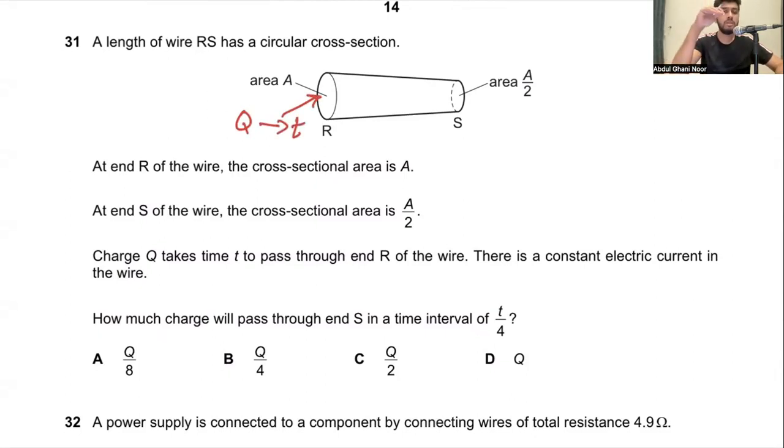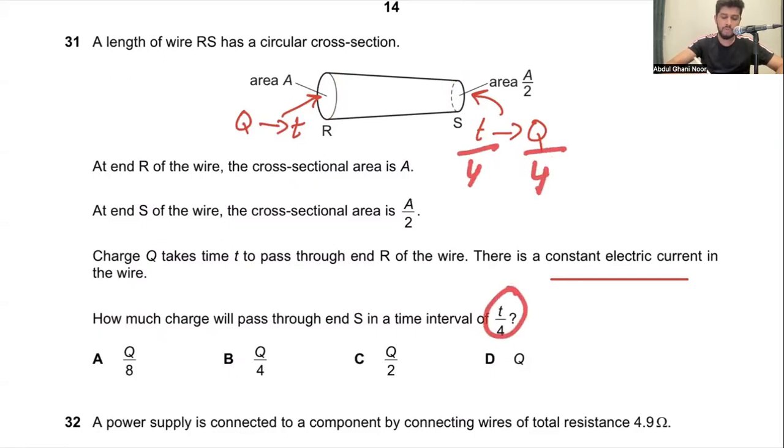I know because this is in series, the current passing through it would be same. There is a constant electric current in the wire and it will have the same current. ऐसा नहीं होगा कि यहाँ पर ज्यादा करंट होगा, यहाँ पे कम करंट होगा, क्योंकि ये सीरीज के अंदर है ना. तो दूसरी साइड पर भी मुझे पता है कि टाइम T के अंदर कितना चार्ज पास करेगा, Q ही पास करेगा, because it has the same current. तो हाफ टाइम के अंदर हाफ चार्ज पास करेगा. In quarter of a time, the charge will also be quarter, Q upon 4.